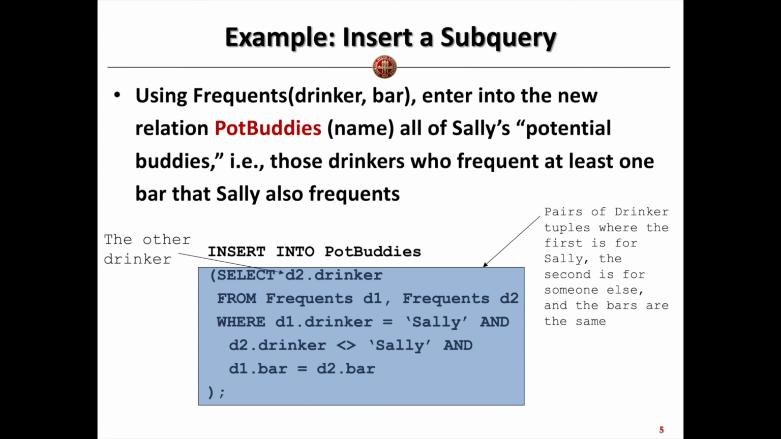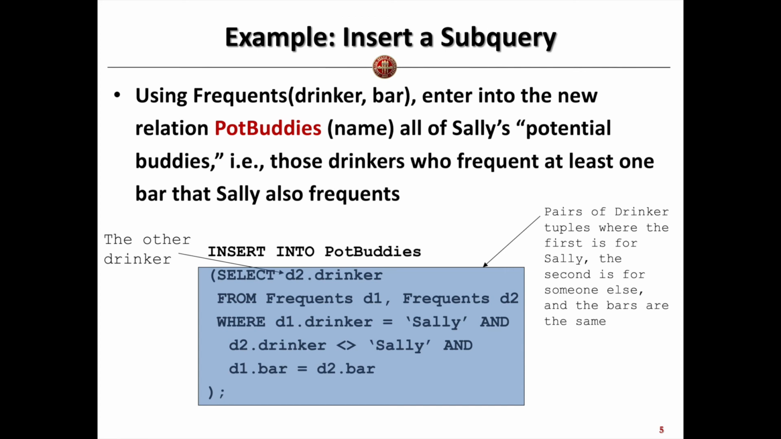And this is another example. We do the insertion by using the subquery to help us. And let's say we have a bunch of tables. The first one is frequency. In the frequency table, we have drinker and bar. And we plan to enter into a new table, potential buddies, with name as attribute. So potential buddies is the table name. Name is the attribute name in this table. So inside this table, we have all the Sunny's potential buddies. What is a buddy? We provide a definition here. Buddies denote the drinkers who frequent at least one bar that Sunny also frequents.